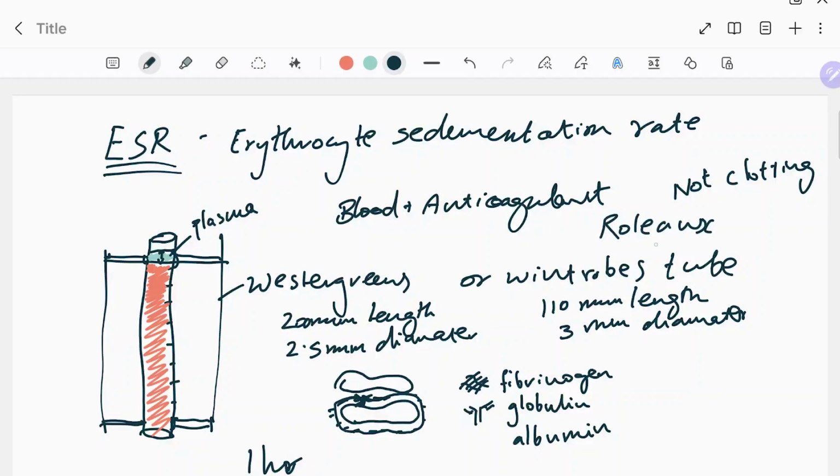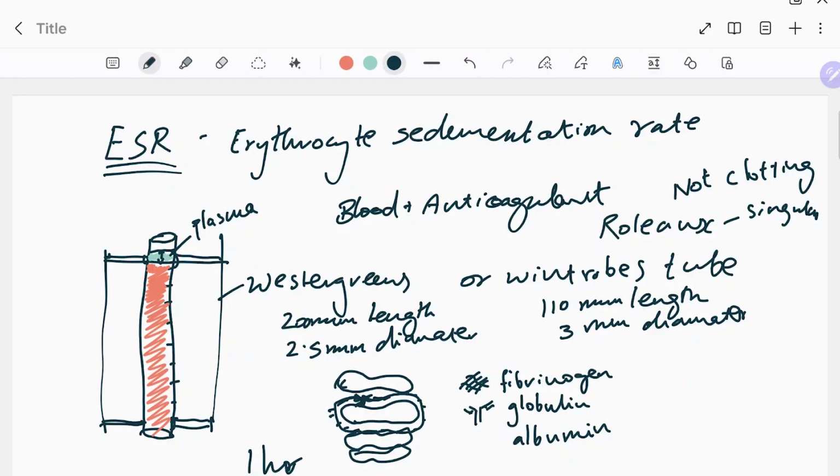Rouleaux formation. Do not pronounce it as Rolex. Rouleau is the singular form, but rouleaux is the plural form. Because we're having many stacks of cells stacking on top of each other, like a stack of coins, which you play with your carom board and all those other games you play. So you stack them up like this over here.